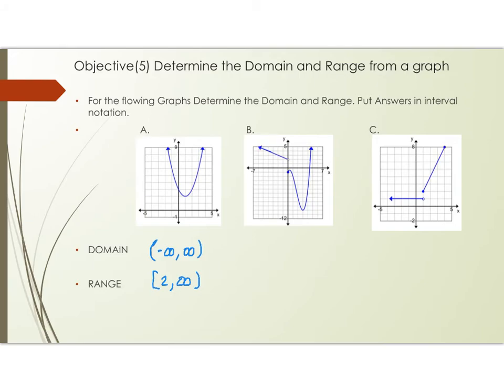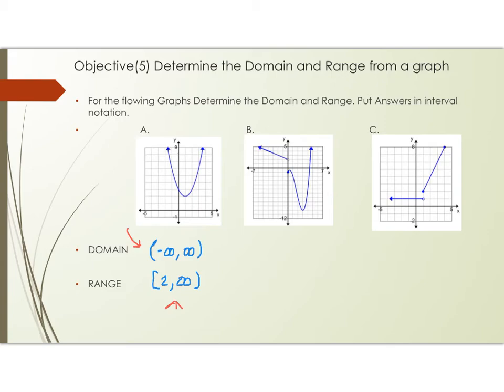In objective number 5, we want to determine the domain and range from a graph. Here are some of the graphs that we have. We did the first one for you. So you can see that for this particular one, the domain for x is any value of x, which in interval notation is this symbol: parentheses, minus infinity, comma, infinity, parentheses closed.